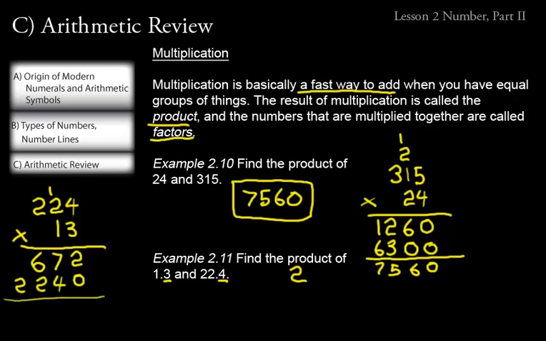Now let's add them together. 2, 7 and 4 is 11. Carry a 1 there. 6 and 2 is 8, plus 1 is 9, and a 2. 2, 9, 12. Now, we need to put that decimal place back in, and there's 2 places. So we always start to the right of the number. That's where the decimal point goes, right? If it's not there, it's understood that it's there. And we'd move to the left 1, 2. So the answer is 29.12.